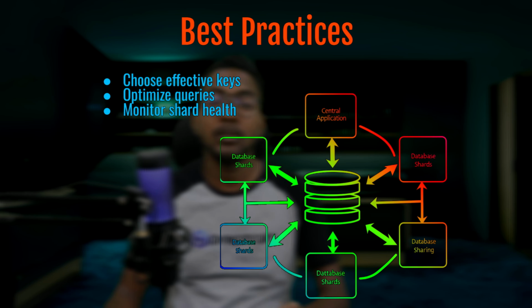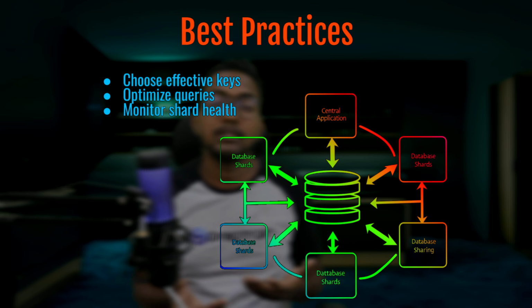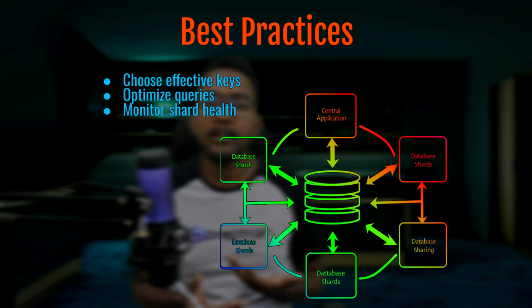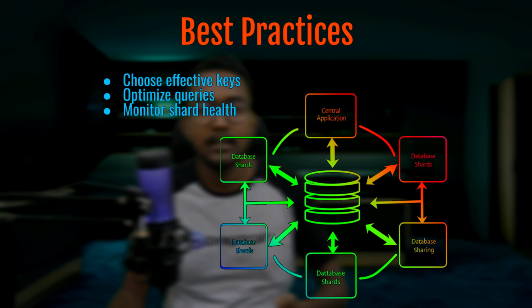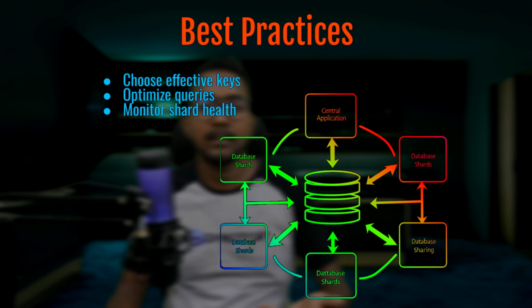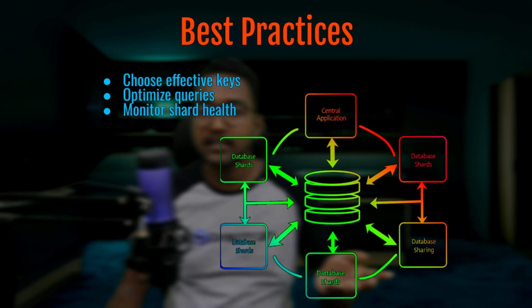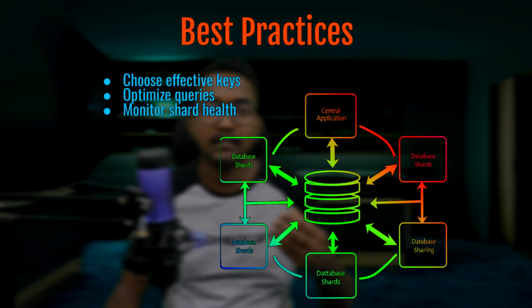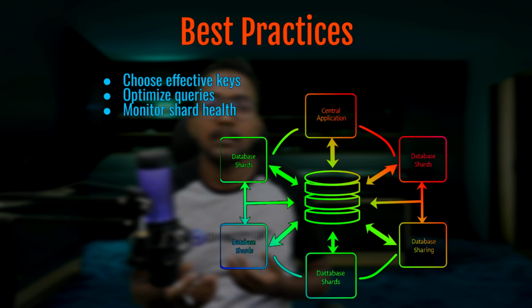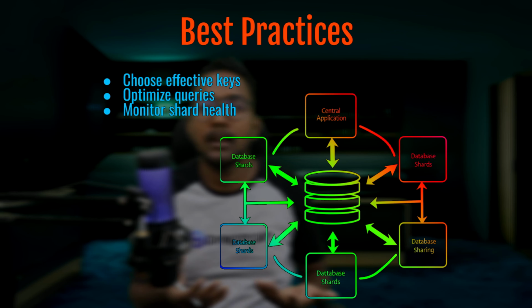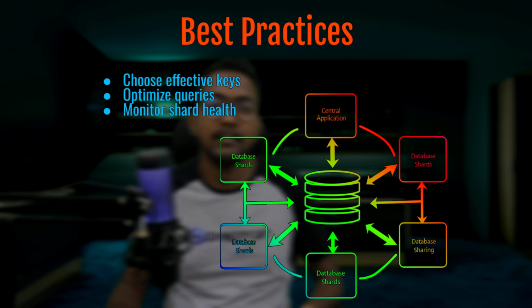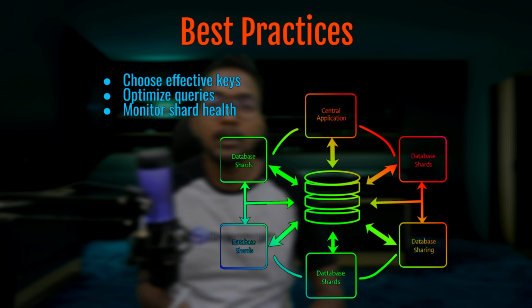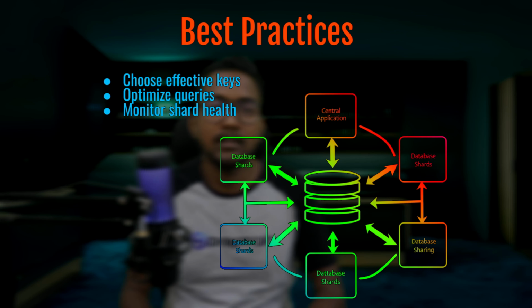We also should monitor shard health regularly. Continuous monitoring is crucial for detecting and resolving performance bottlenecks. Using tools to track metrics such as query execution time, shard sizes, and server loads, we can implement alerts for abnormal activity such as an unexpectedly large shard or high latency in a specific region. Regular audits can also help identify the need for rebalancing or scaling.